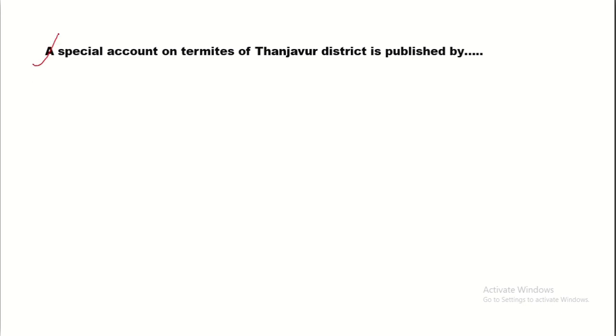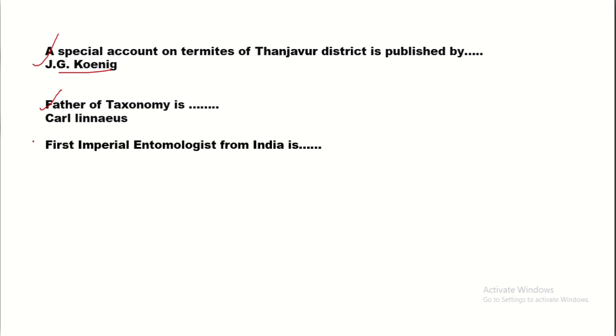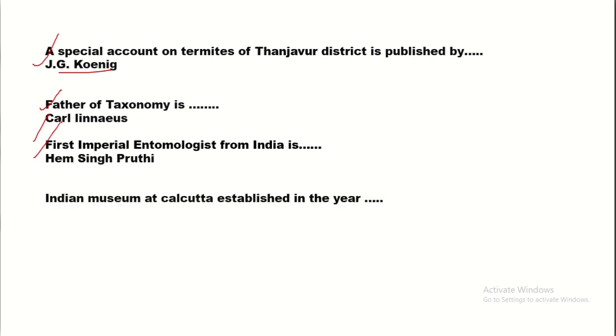A special account on termites of Tanjore district was published by J.G. Koenig. Father of taxonomy is Carl Linnaeus. First Imperial Entomologist from India is Hem Singh Pruthi. Indian Museum at Calcutta was established in the year 1875. ICAR was established in the year 1929.